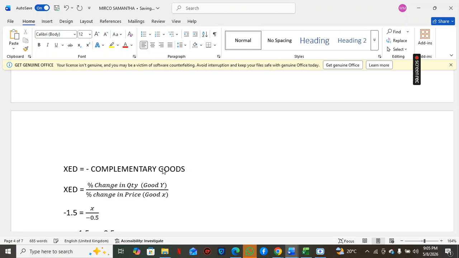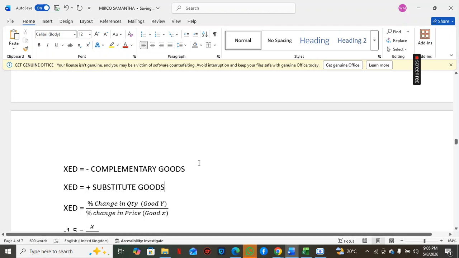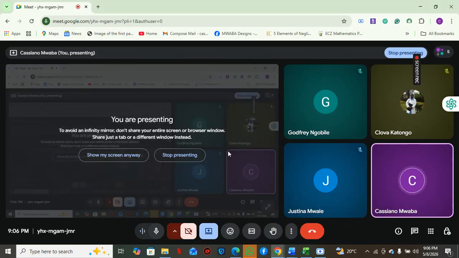If the cross price elasticity of demand is positive, then goods are substitute goods. Think of Coca-Cola and Pepsi. If the price of Coca-Cola goes up, people stop buying Coca-Cola and then they'll switch to Pepsi. So what will happen to the quantity demanded of Pepsi? It will go up also, right?